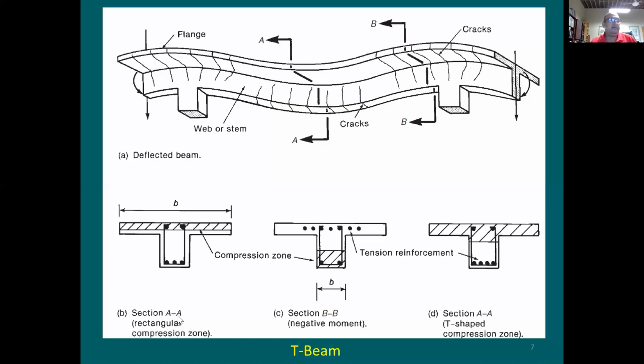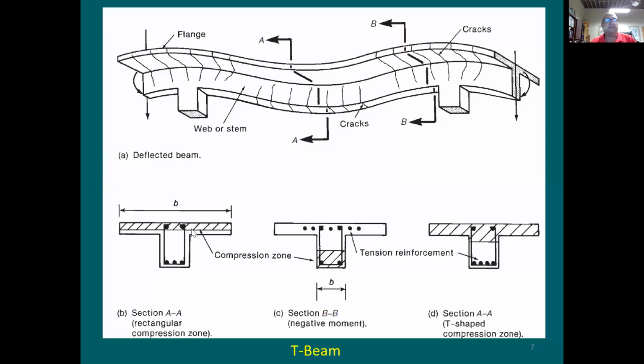Here is section AA. Where is the compression? Compression is going to be in the top. How about in section BB? Compression is going to be at the bottom. So usually, you're going to see here a line, which is the neutral axis. This is the reason that we have this line here. And this hatching means compression. So compression is going to be on the bottom. You see this? It says compression zone.